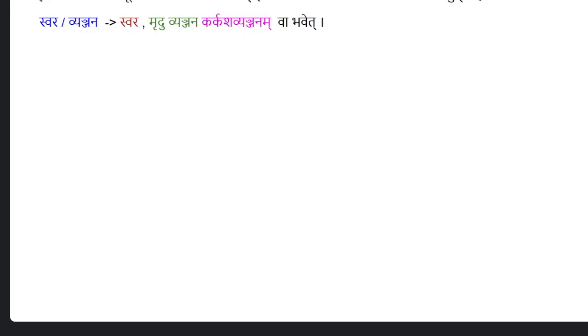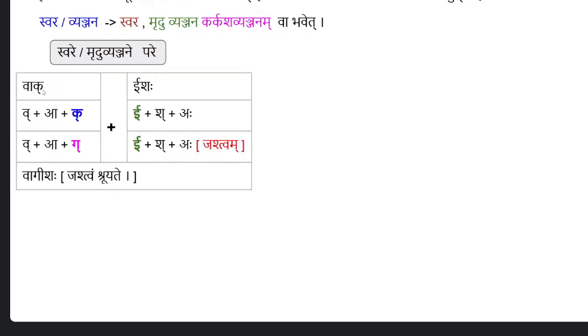Agreed, all of you? Agreed. Yes. Now let's see what each case we will take and see what happens. Okay? Swara or mrudu vyanjana pare, what happens? We will just see. We have seen vak plus ishaha. So there is one vak shabda and here there is ishaha. Here there is a swara coming in. So there is a samhita. So sandhi has to happen.